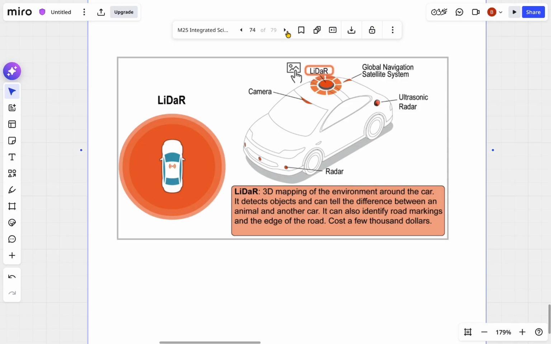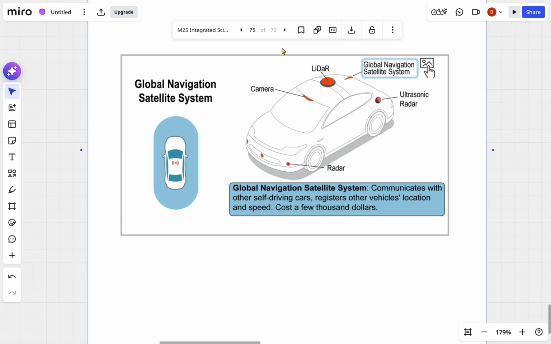And then we have our GPS, which is the GNSS. The GNSS communicates with other self-driving cars while also registering other vehicles' location and speed. It's a bit expensive again, and this system basically helps in determining the vehicle's location and calculating efficient routes, and it can continuously track the vehicle's position more precisely than a human driver. So that is the role of the GNSS. It's basically like a GPS, but more advanced, and it communicates with other cars. That's another plus point of this one.